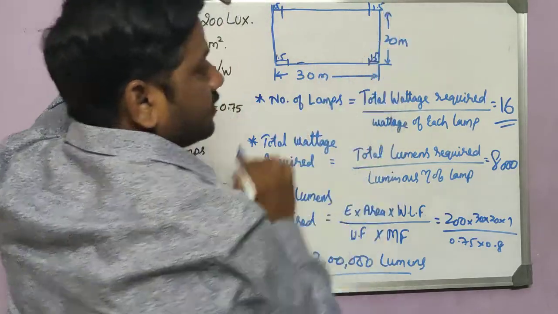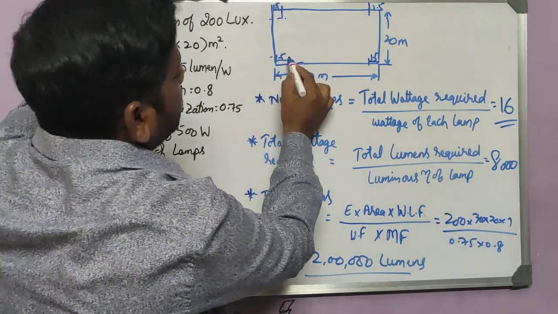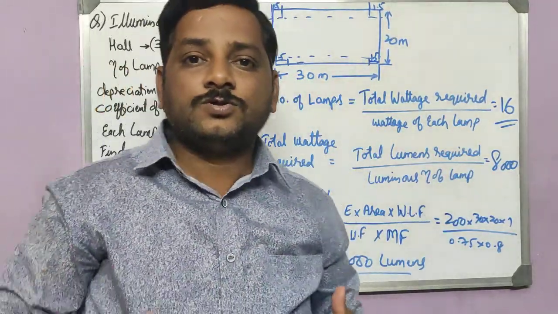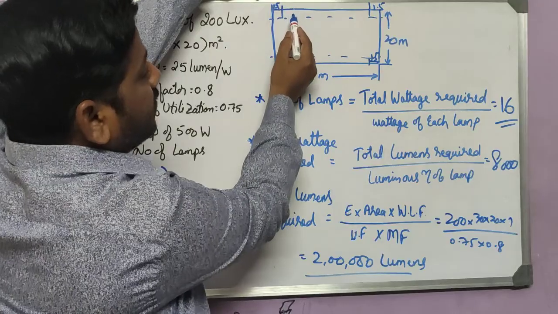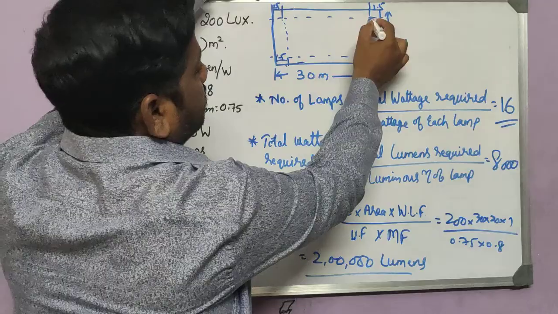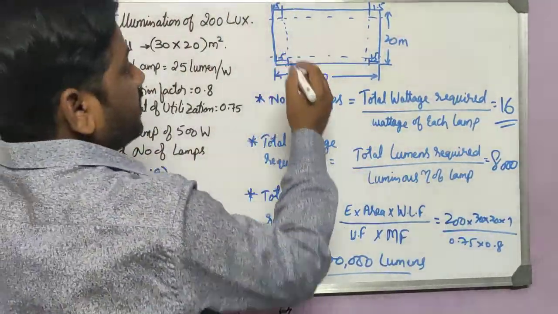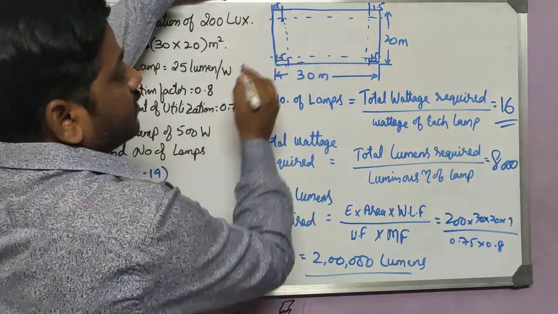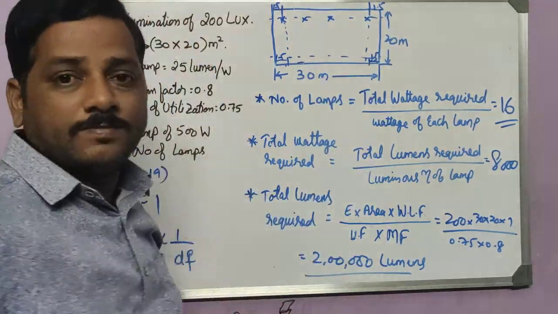If I consider this as 1.5 clearance, it means we should not place the lamp at the edge of the wall. We will not place the lamp exactly here. We'll have some distance because I don't want to waste the light source over there. So in between this region we have to place it. How many lamps? I have 16 lamps. So I can place one lamp here, lamp number 1, 2, 3, 4. That is how we can place the lamps.